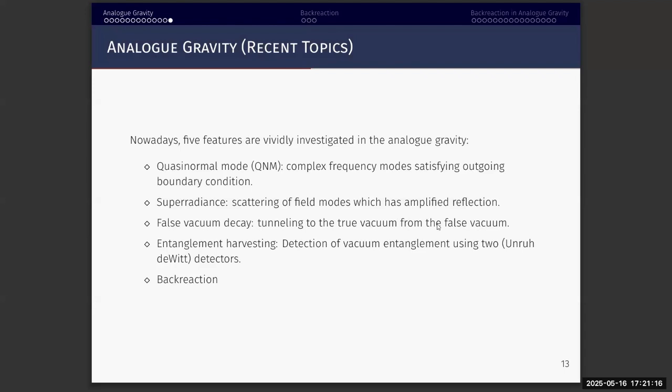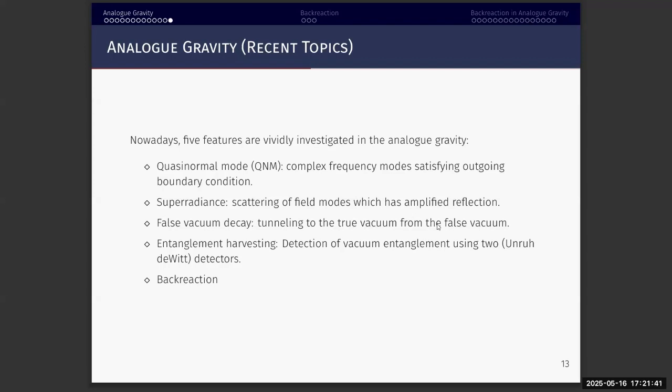The other is superradiance. Superradiance is when you send some particle into a rotating black hole. In some cases, this wave amplifies more because a negative norm mode appears inside the ergoregion. So you can have some amplified reflection.